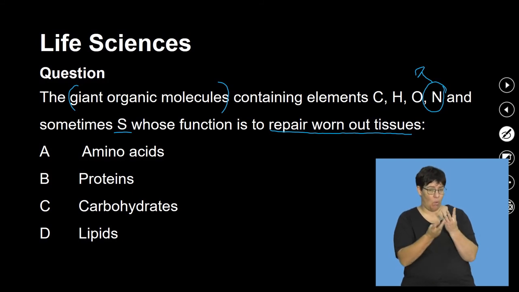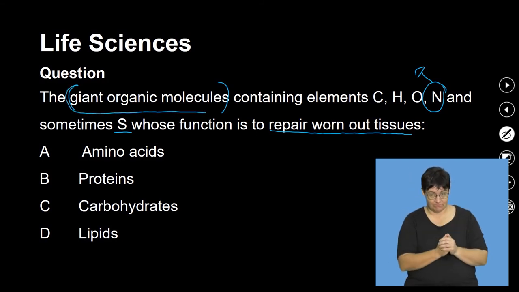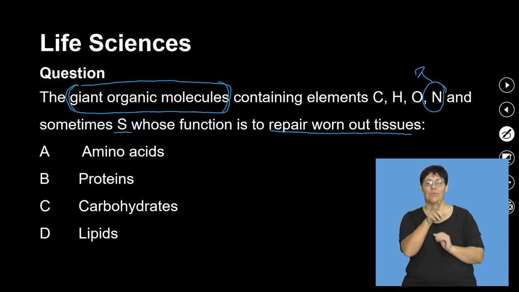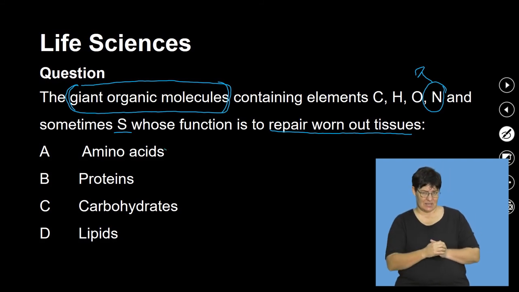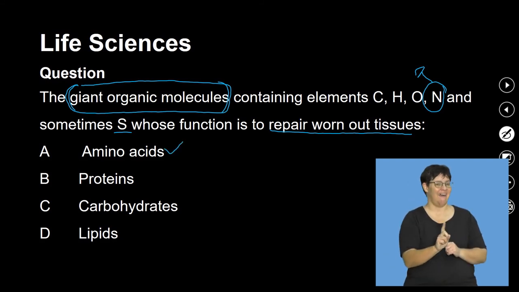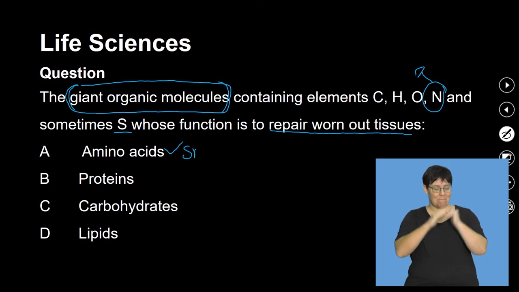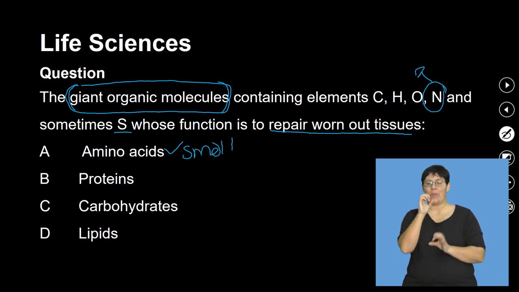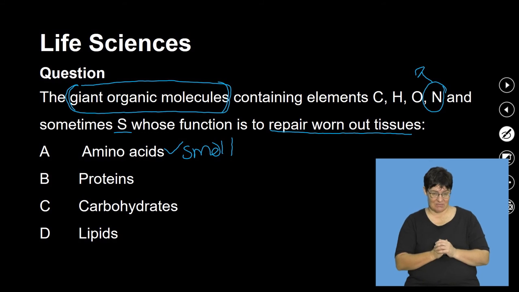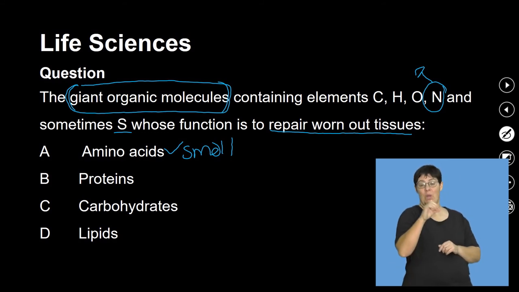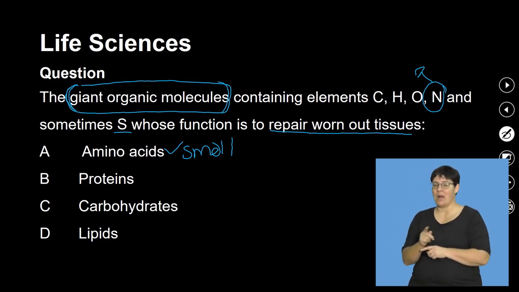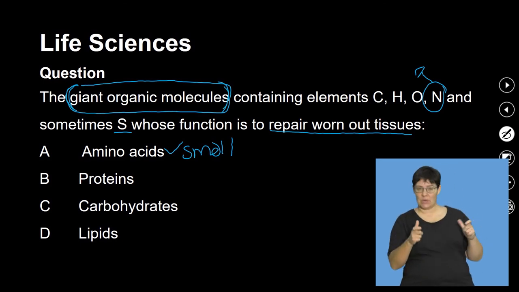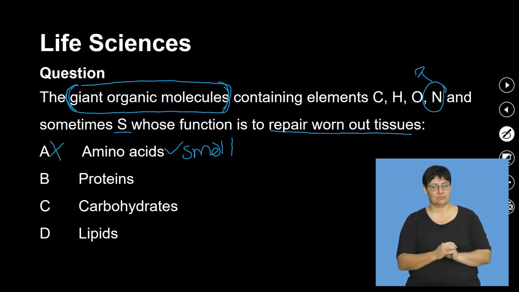Now have a look here. This is going to be the very key phrase. Number A is amino acids. And I think a lot of you might say yes here. But amino acids are the building blocks, so they are small. So you might think, oh yes, amino acids do have nitrogen. But they said here the giant organic molecule. So that is going to be a no.